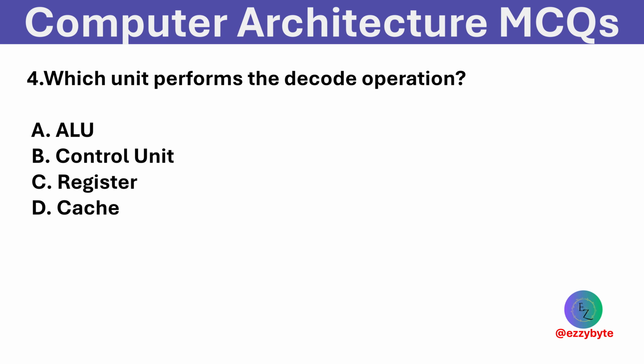Which unit performs the decode operation? Options are ALU, control unit, register, and cache. Option B is correct. The control unit decodes the fetched instruction to determine the action.